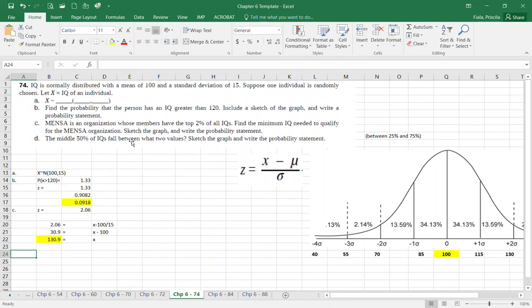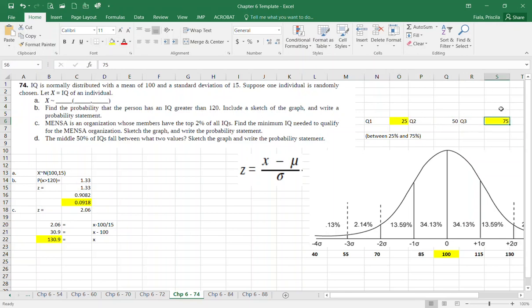And then the last one for tonight: the problem is asking for the middle 50% of IQs. The middle 50% of IQs fall between what two values? Talk about interquartile range. I can barely say that word. We know that Q1 equals 25, Q2 equals 50, and Q3 is 75. So that's your range, and it's saying the middle 50% of IQs fall between what two values?